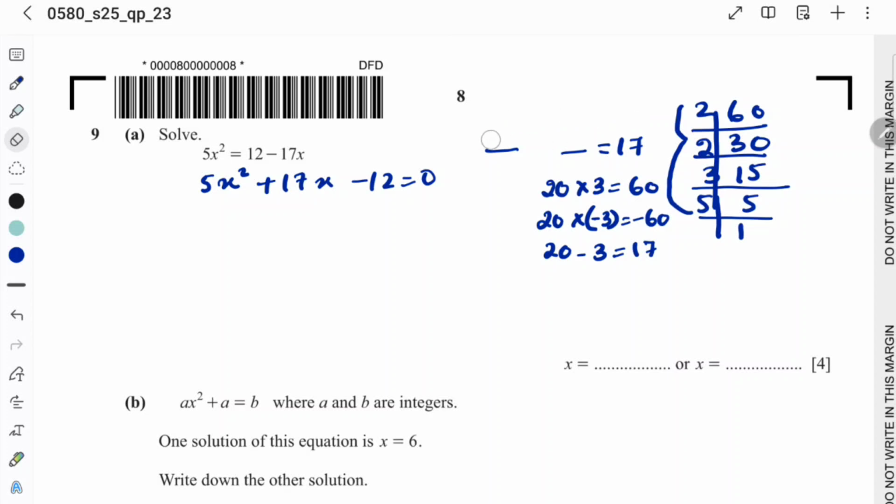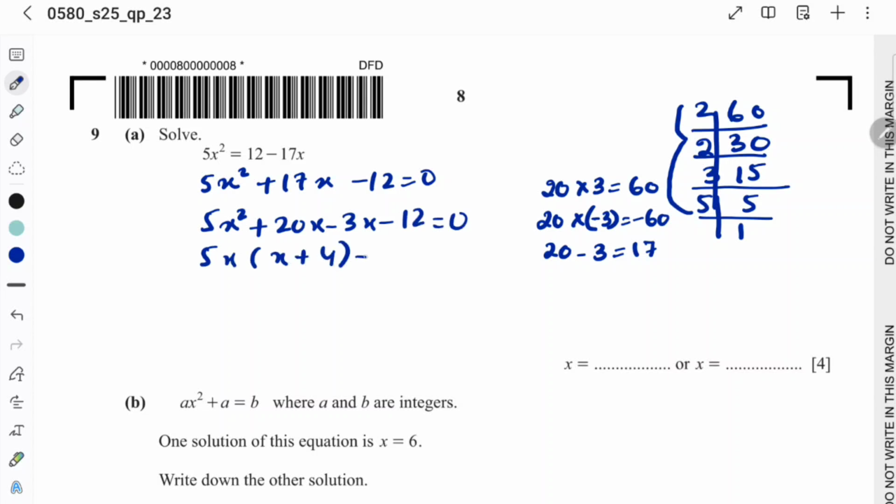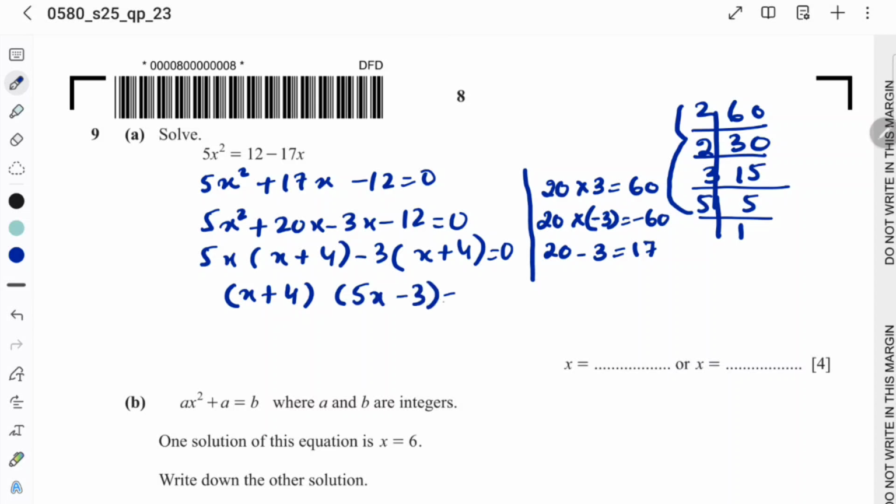So we'll follow this. We are doing it by the breaking the middle term method. So this is 5x square plus 20x minus 3x minus 12 equals 0. 5x common, x plus 4, minus 3 times x plus 4 equals 0. If you take 12 and 5, the sum is 17, but we need the difference to be 17. That's a common mistake students make in such questions. So x plus 4 and 5x minus 3 equals 0.